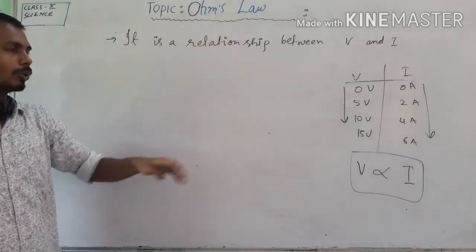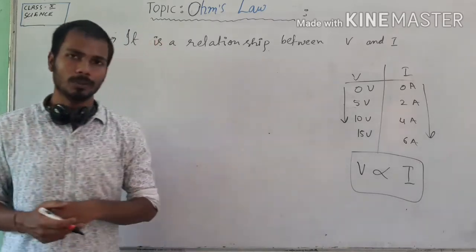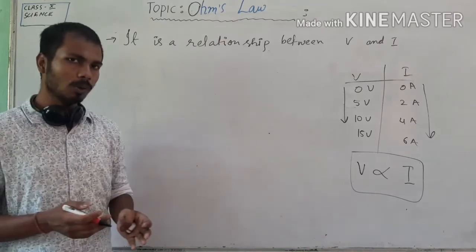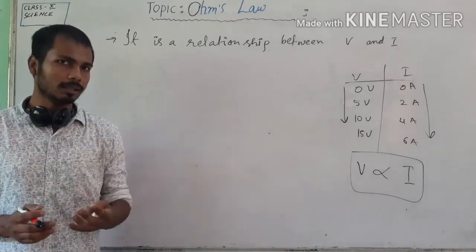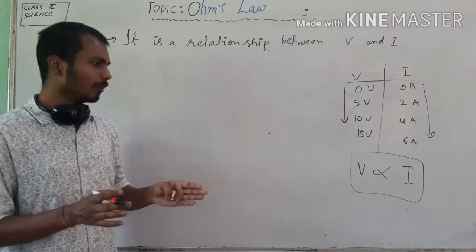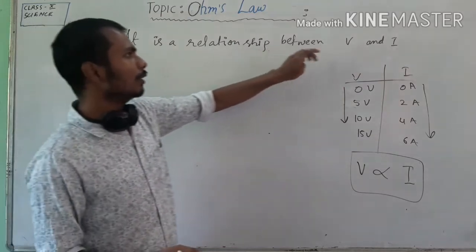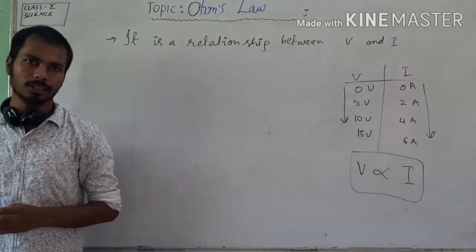This Ohm's law can only be studied with a conductor which obeys Ohm's law, meaning a metallic conductor or any ohmic conductor. That conductor only obeys Ohm's law. So it is a relation between V and I, where V is the potential difference and I is the current flowing through the conductor.